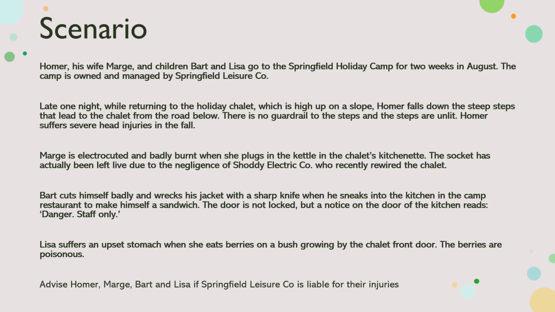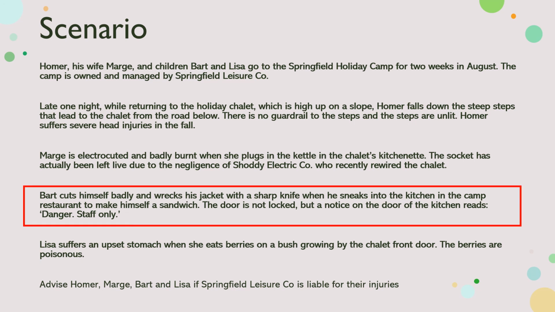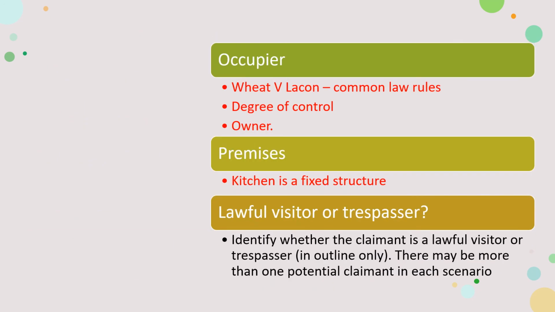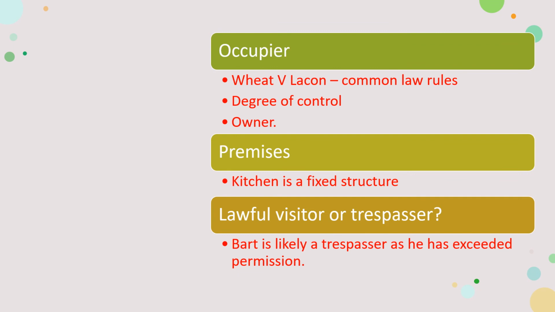Compensation for the burns. Now I mentioned that was the final person, or the final claimant, because Bart is a trespasser. So he's gone beyond permission by entering the kitchen. Now this is dealt with in a separate video, but let's look at why. So we've got occupier, it's still Springfield, it is premises, but he's gone beyond permission, so he's a trespasser, and so would not be able to claim under the 1957 Act. Now you can see the other video on the 84 Act for trespassers on how to apply the law to this particular claimant.